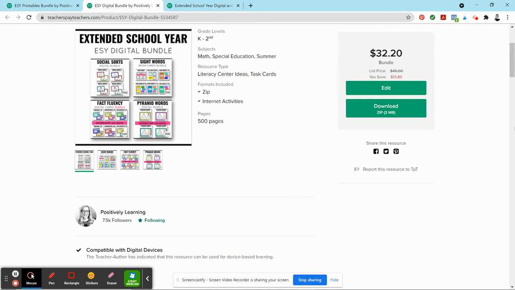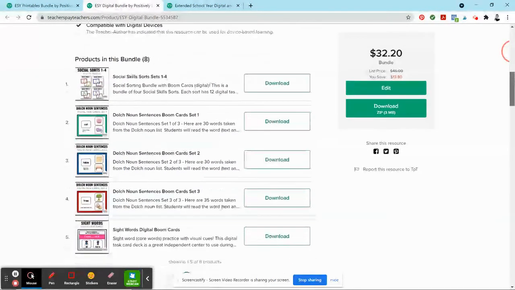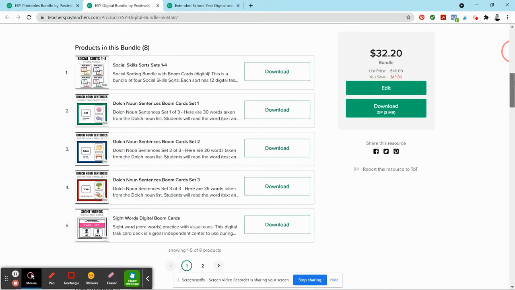Now, I'm just going to scroll down. This is tons of digital, tons of activities. There's 8 different activities, and there's multiple activities in there. So one is social skills. Social sorts, there's 4 different centers. Each one has 12 digital task cards where students are choosing between good choices, bad choices, expected, unexpected, and so on. There's also sentence reading, focused on the Dolch nouns. So there's 3 different sets that's differentiated.